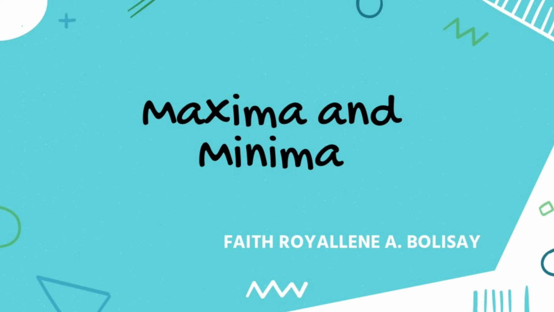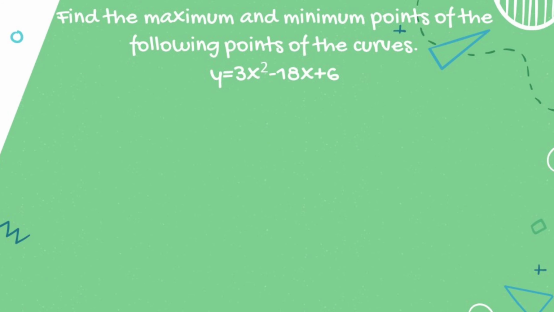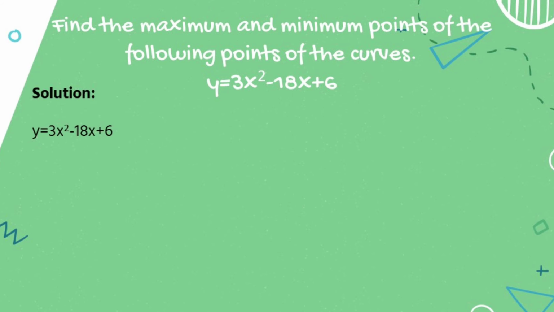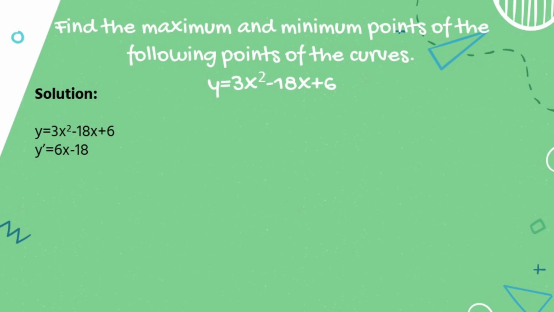Let's start with maxima and minima. The problem for maxima and minima is: find the maximum and minimum points of the following curves. y equals 3x squared minus 18x plus 6. First, let's get the derivative of the given. The derivative of y equals 3x squared minus 18x plus 6 is y prime equals 6x minus 18.